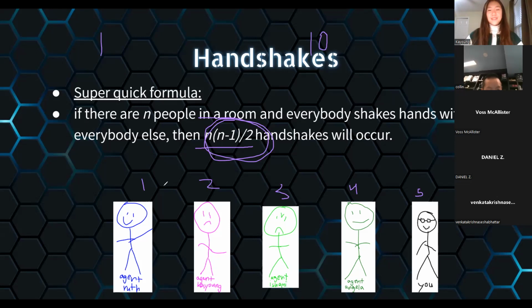So there's 5 people. We started out with 4, then 3, 2, 1. So that's why we use this, because it's like adding 1, 2, 3, 4.